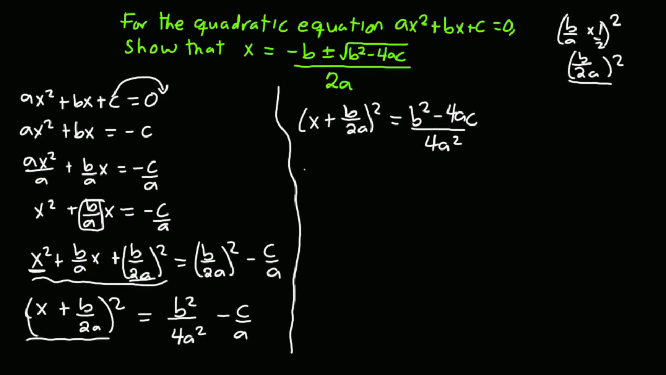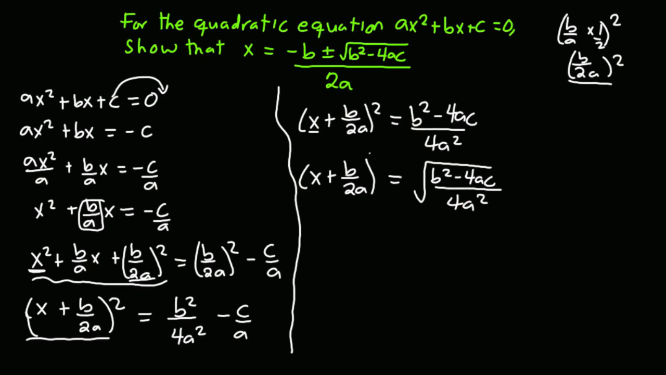So now we have (x + b/2a)² = (b² − 4ac)/4a². Remember, we are making x the subject, so I'm going to find the square root of both sides so that I can eliminate the squared. So this will give x + b/2a, and you agree with me that this will give us the square root of (b² − 4ac)/4a².